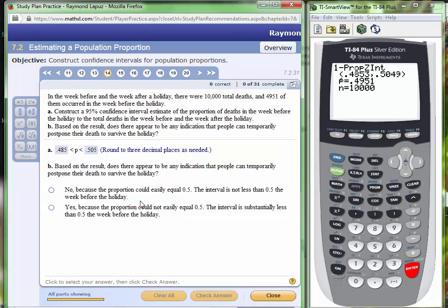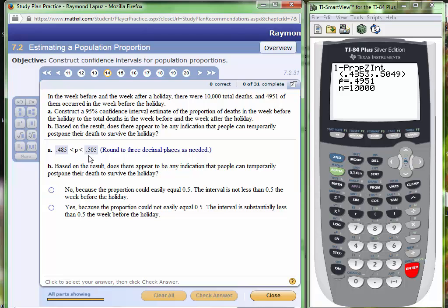So the next question is, based on the results, does there appear to be any indication that people can temporarily postpone their deaths? So no, because the proportion could easily be equal to 50%. The interval is not less than 50% the week before the holidays. If you look at the interval proportion, we're at about 50%, and in fact, 50% is within these intervals. So I would say no. It doesn't look like they can postpone their deaths.